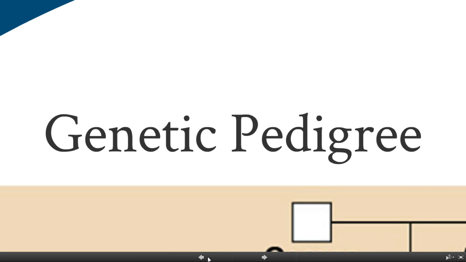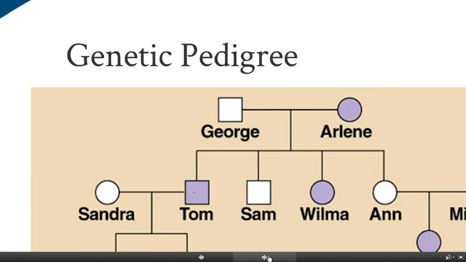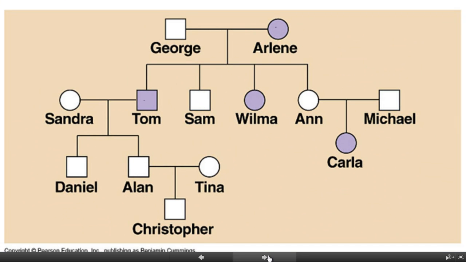This is the fifth video in this series about mutations and disease, and today we're going to look at some genetic pedigree diagrams. On a genetic pedigree diagram you can see how different characteristics are passed from each generation to the next.